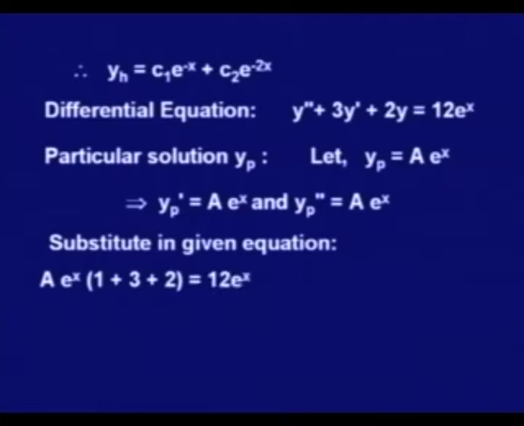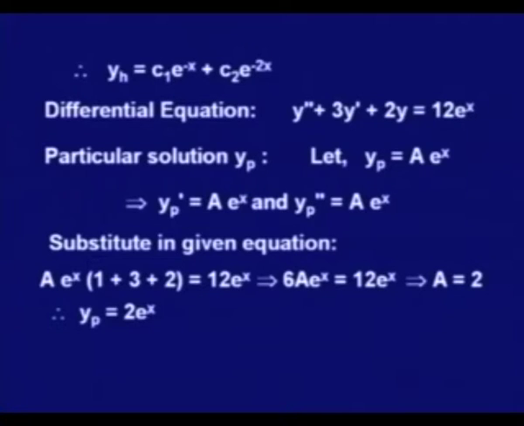We get a e^x (1 + 3 + 2) = 12e^x. What it says is that 6a e^x = 12e^x, which implies that my a must be 2. That is, the particular solution should be 2e^x. We can check that this is satisfying this equation. So, this is a particular solution.